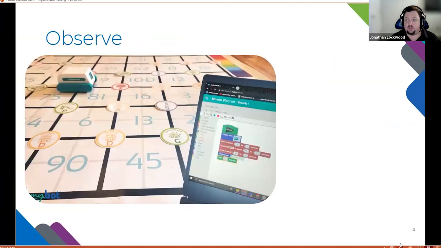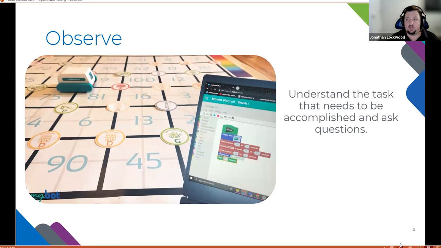In our very first stage, we're talking about observing. This is the initial step into critical thinking, and this is where we're just understanding the task that needs to be accomplished and asking those critical questions. When we look at this in a coding mindset, we're thinking about what tasks our robot needs to accomplish, where the robot needs to go, and is there a specific way that robot needs to do that?